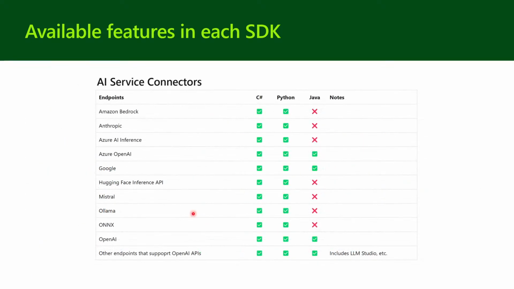Connectors. These are some of the AI service connectors out of the box that you can automatically connect within your application. For example, Amazon Bedrock, Anthropic, Azure AI, Azure OpenAI, Google, Hugging Face, Mistral, Ollama, ONNX, OpenAI, other endpoints. These are all supported. You don't need to build anything. You just need to define which OpenAI endpoint you're going to use.